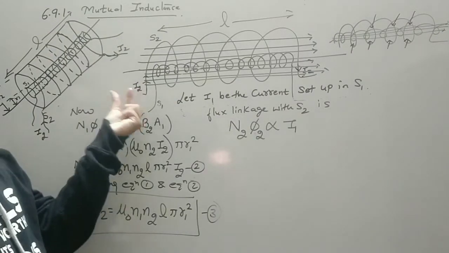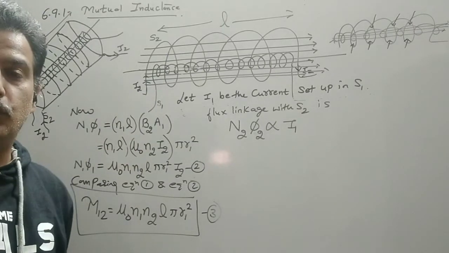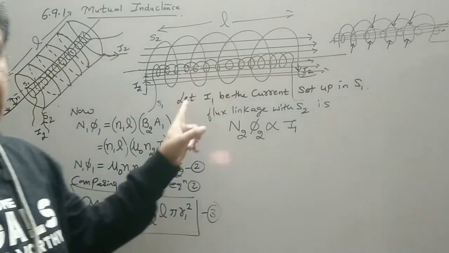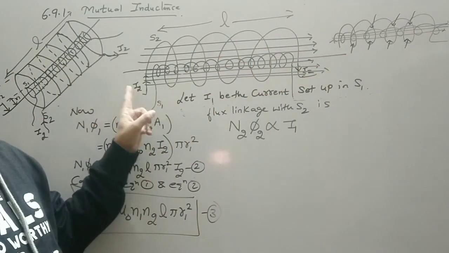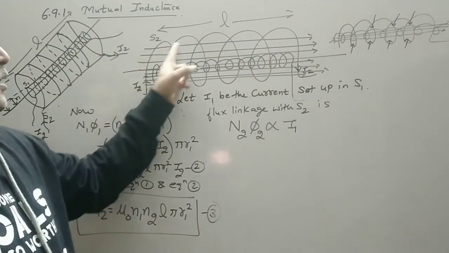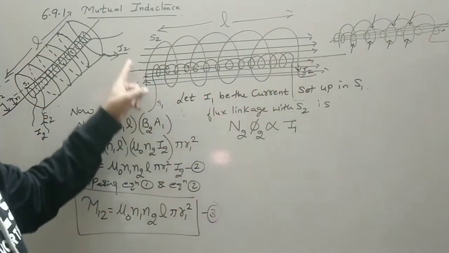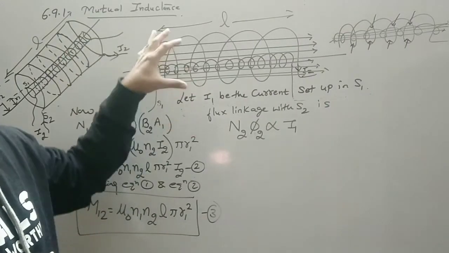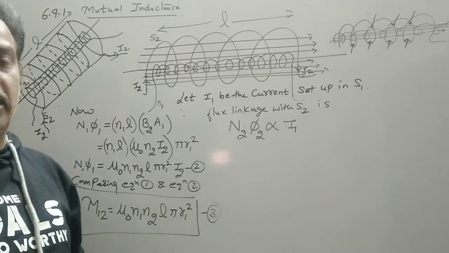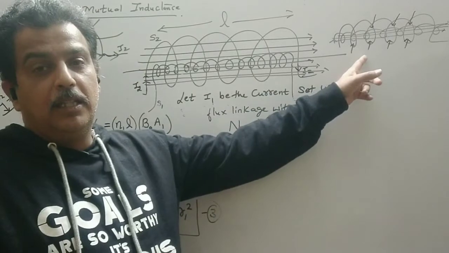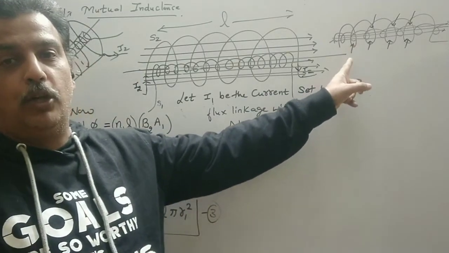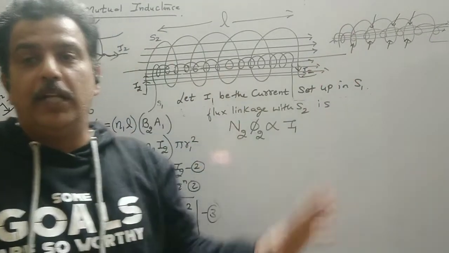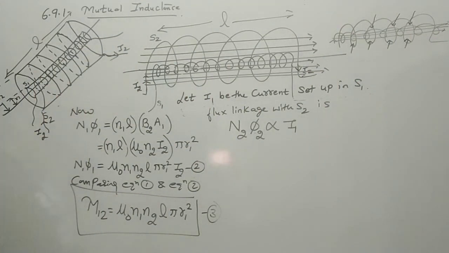Though it all depends on the magnitude of the current also. But now from both these diagrams, I can say if I pass a current through the outer solenoid, the entire space, whether it is the outer solenoid or the inner solenoid, is immersed in the magnetic field lines. This is not the case here. If I pass a current through the inner solenoid, the outer solenoid is not fully immersed.